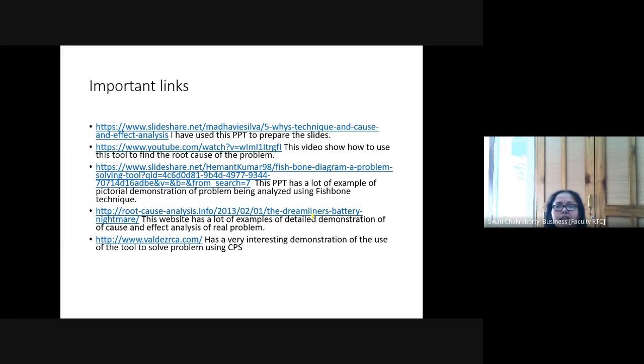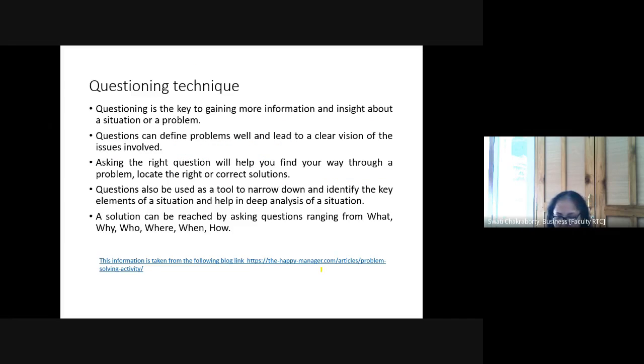Okay, so these are some of the important links that we have for fishbone analysis, which you can use to get to know more about it. The next tool that we have is the questioning technique, which is a key technique used to gain more information and more insight about a particular situation or problem.